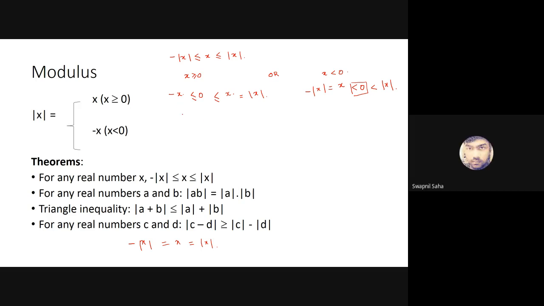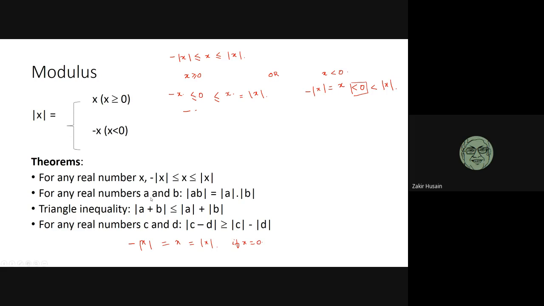If x is negative then it will not satisfy. The equal to will hold when x is equal to 0. If x is equal to 0 then we can say this, otherwise the less than inequality will hold. Okay sir, I can understand now. Thank you sir.